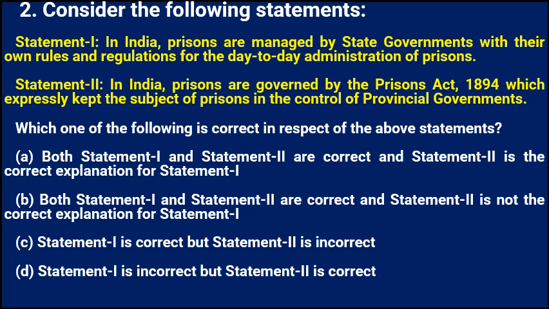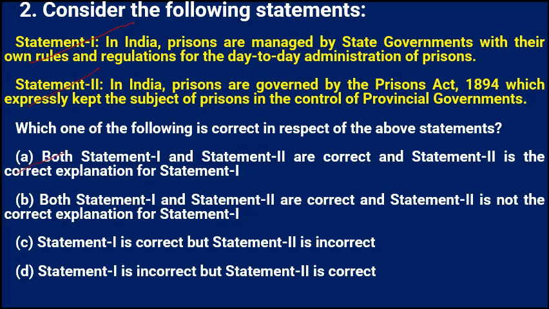Question number 2. Consider the following statements. Statement 1. In India, prisons are managed by state governments with their own rules and regulations for the day-to-day administration of prisons. Yes, it is the correct statement. Second statement. In India, prisons are governed by the Prisons Act of 1894, which expressly kept the subject of prisons in the control of provincial governments. Yes, it is also a correct statement.